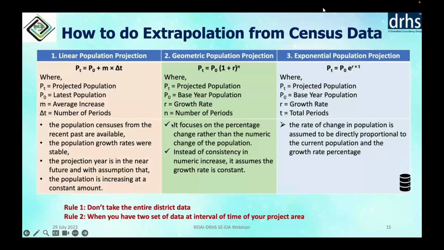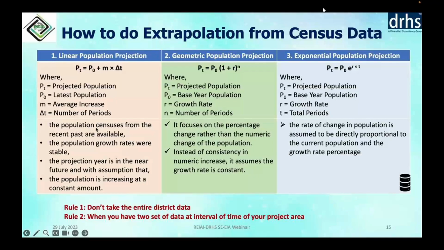Now, see the data: linear population, geometric population, and exponential population. For your information, you have to use only one population projection technique. But when I started, I used to take each data set through all three formulas to make the projection more appropriate. I will show you an example and you will be surprised that different formulas give different projections.